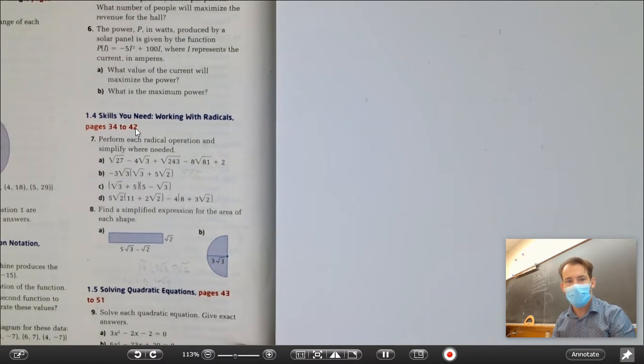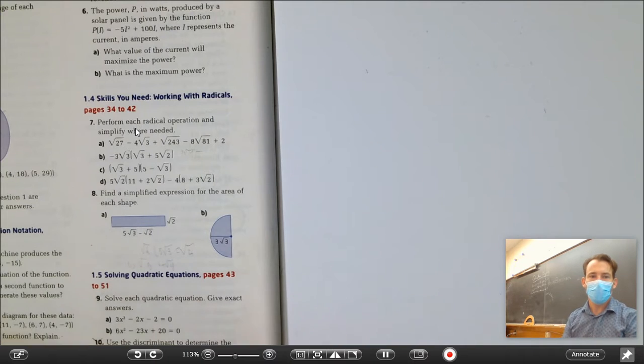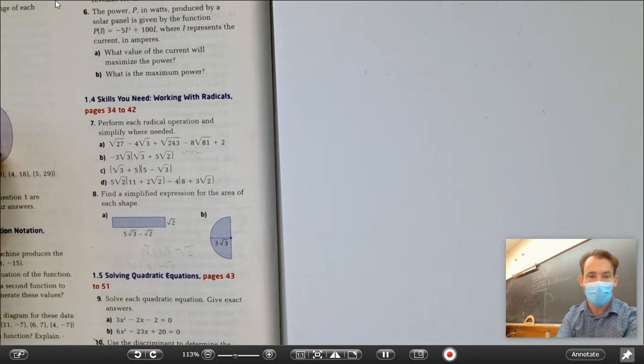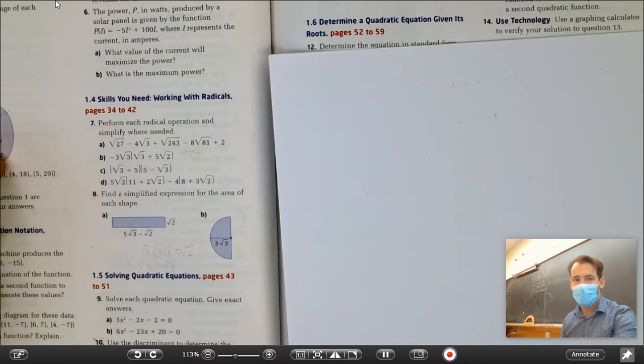We are looking at radicals. So we want to perform radical operations and simplify where needed. Remembering how to simplify radicals can make these types of questions a lot easier to work with. So let's take a look.